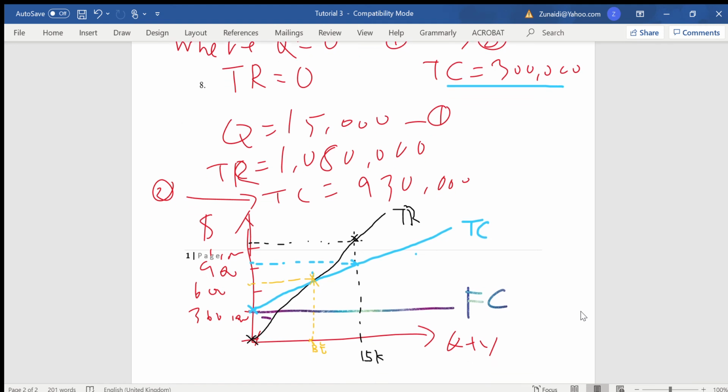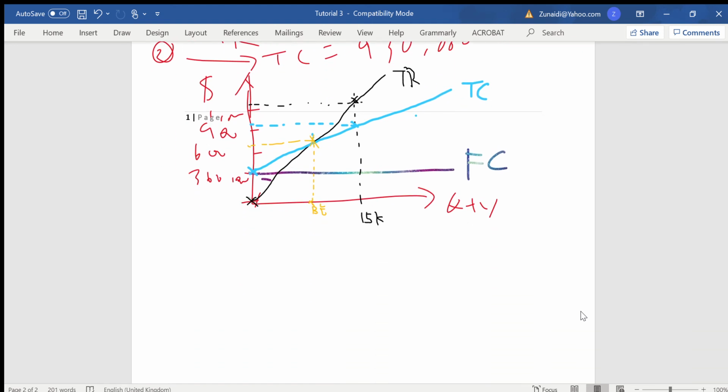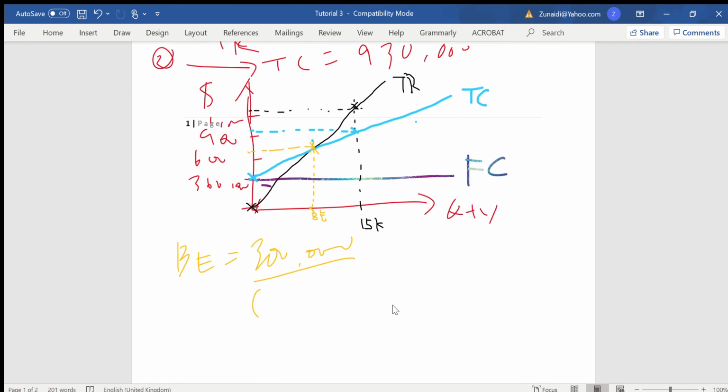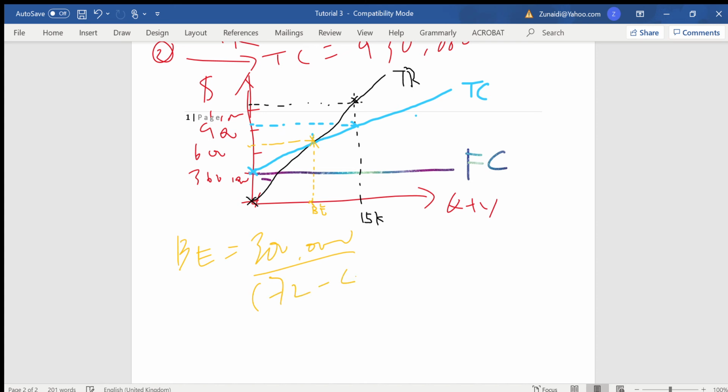So that is how we plot the break even chart here. And then we can explain there. So we can find the break even equal the fixed cost there, 300,000 divided by the selling minus variable cost. So we divide, we minus that one selling minus variable cost. We always get the break-even volumes. That is a 10.